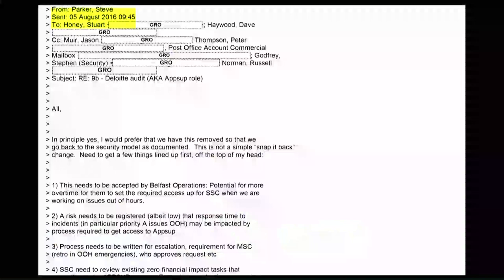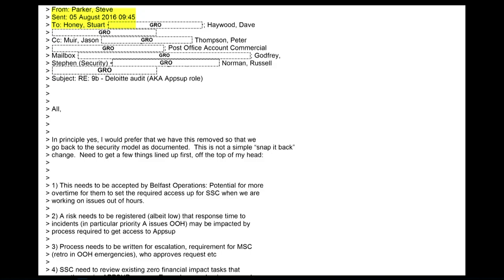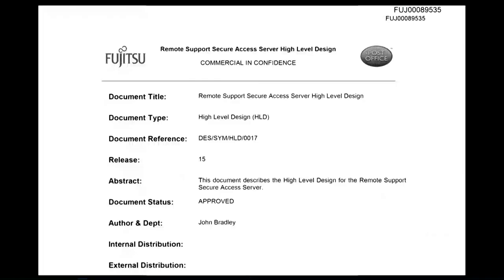2016? Sorry, this is August 2016 to October 2016, FUJ 308 9535. You'll see that this is a formal policy document setting out the high-level design for the remote access, secure access server, written by Mr. John Bradley.